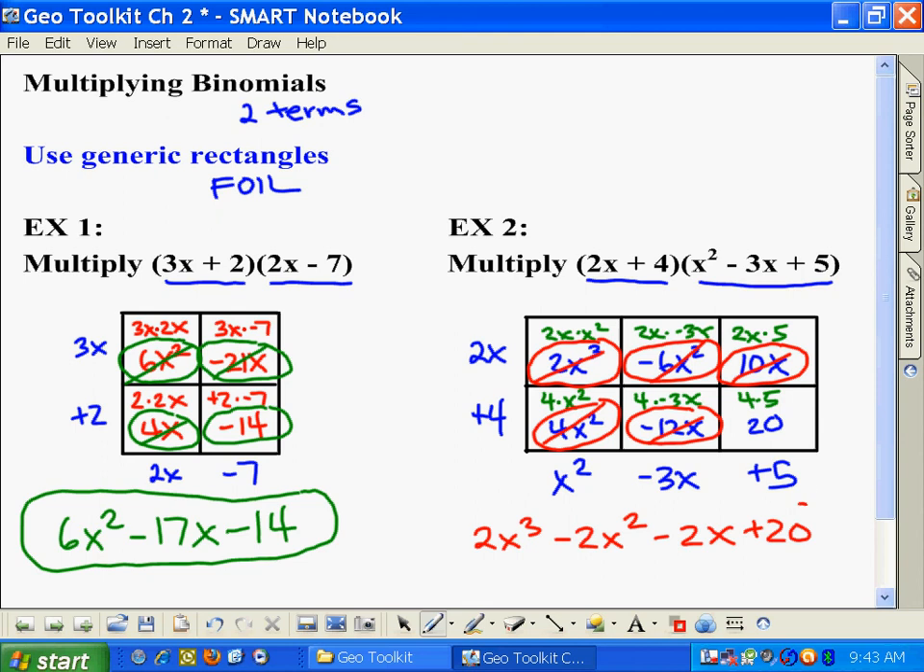So it's important to note that our final answers down here that I just circled, you are not done just by doing the boxes. Doing the boxes is not enough. You also need to combine like terms and write your answer on the outside. So that's a little trip down memory lane to how you multiply binomials.